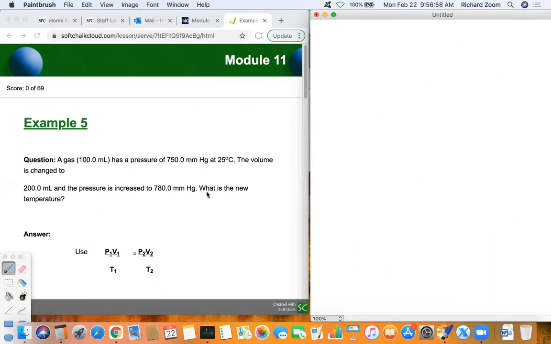So what if we were looking for a new temperature? Let's see how that would work. So we'll have P1, V1. Actually, let's be a little bit more consistent.